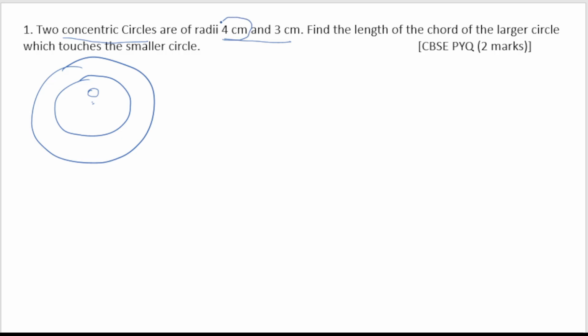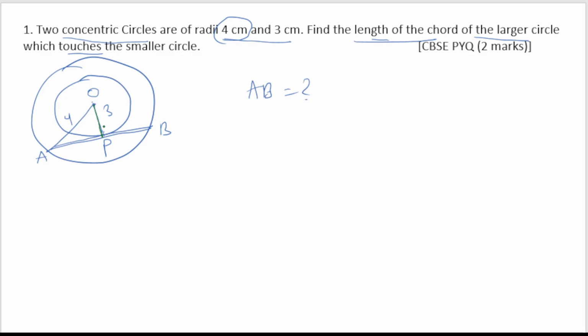Okay, and the radius of the bigger circle is 4 centimeters and the radius of the smaller circle is 3 centimeters. The chord of the larger circle touches the smaller circle. So this is the chord AB. We will take OA as the radius of the bigger circle, it is 4 centimeters, and OP, the radius of the smaller circle, it is 3 centimeters. We have to find the length of the chord AB.